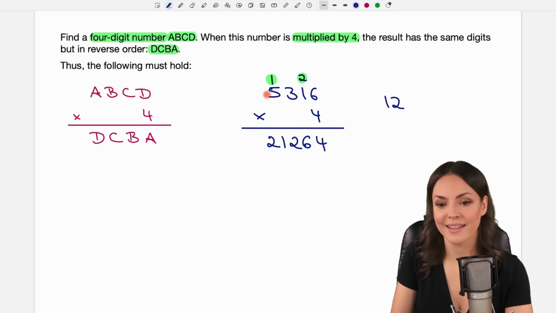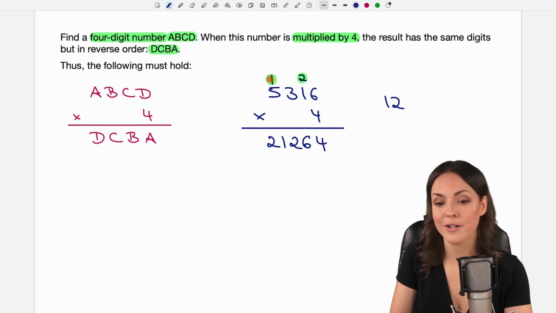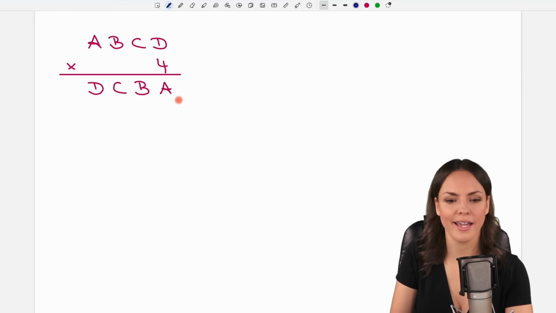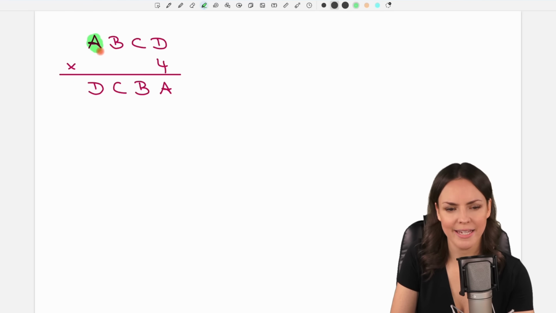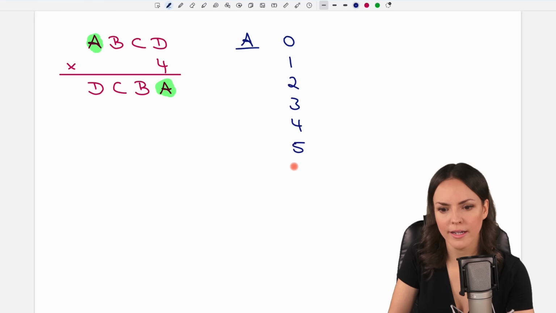So it can happen that this number is too big, so that if we multiply by 4, our result is not going to be a 4-digit number anymore. And we learned that we have to think of the carries, so don't forget these. But with this in mind, we try and find our numbers. Maybe we start with the A. We have A here and A here, and A could be any number from 1 to 9. So we will try and find which ones work, which ones don't.